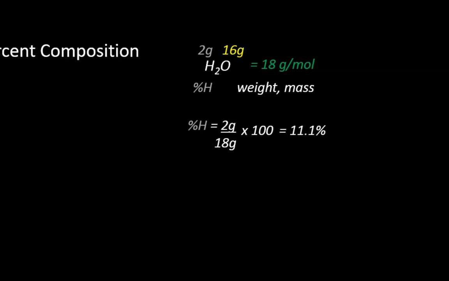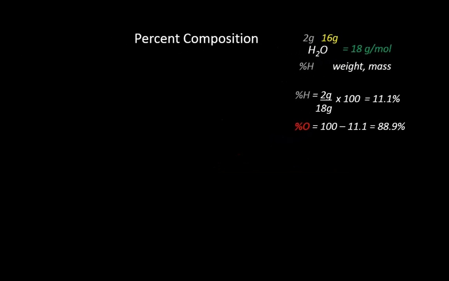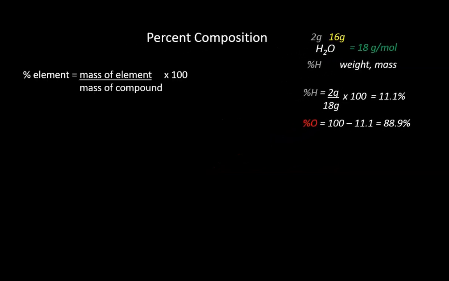So now we can say that water consists of about 11% hydrogen, and for oxygen, we just subtract from 100% and get 88.9%. So that's the idea. Not too difficult. Now, the next part can go into your notes. The percent of any element will be the mass of that element divided by the mass of the compound that it's in, times 100. Okay, so let's do one question.